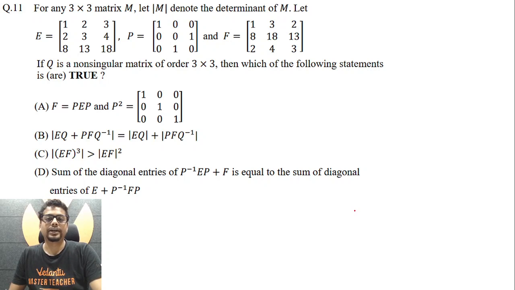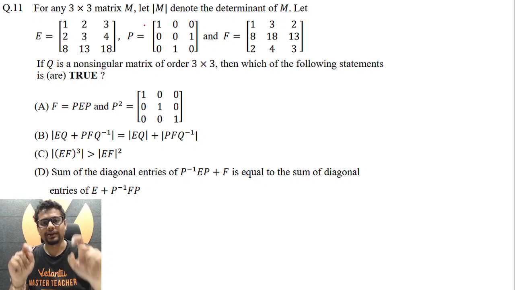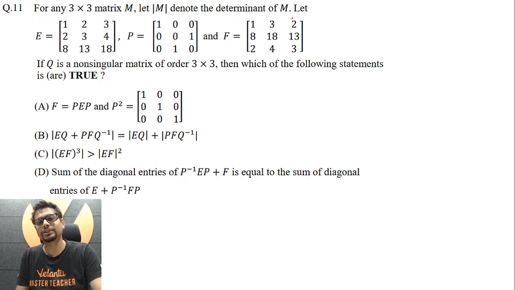We are discussing JEE Advanced 2021, Paper-1 Mathematics, and the question for this video is this. For any 3x3 matrix M, let |M| denote the determinant of M. Let E be this matrix, P be this matrix, F be this matrix. If Q is a non-singular matrix of order 3x3, that means determinant of Q is not 0, then which of the following statements is or are true?